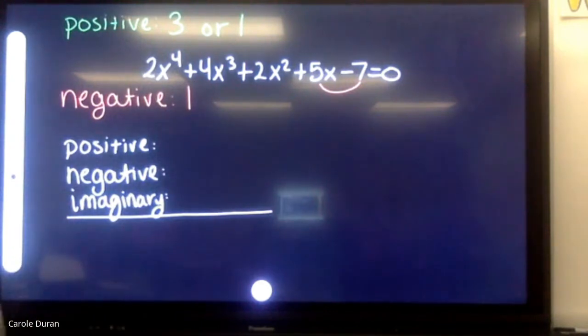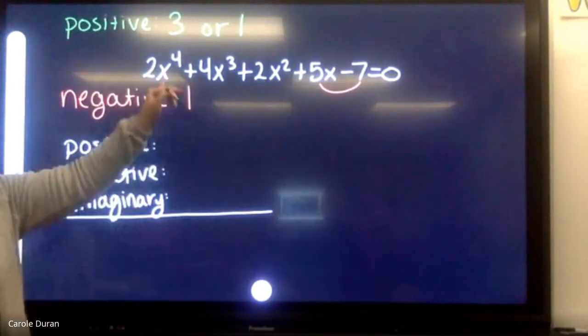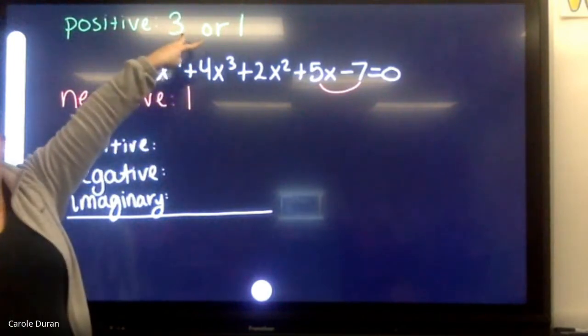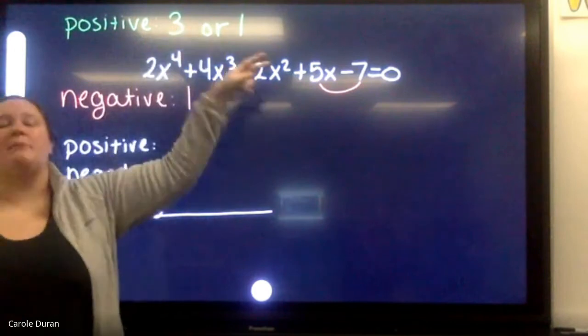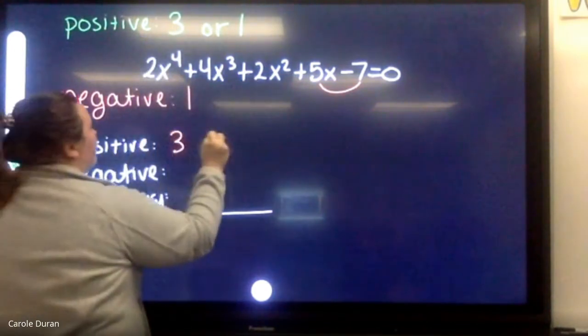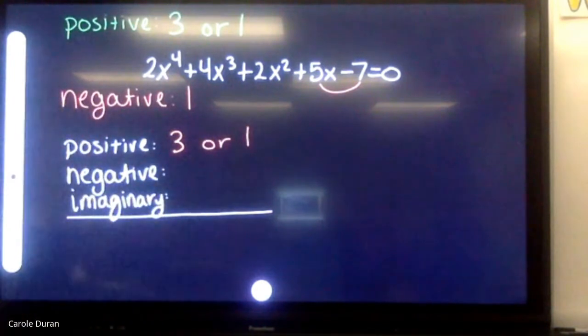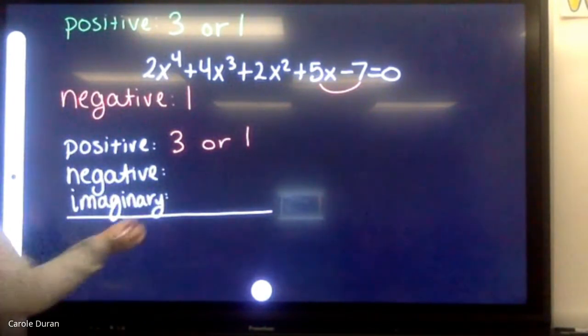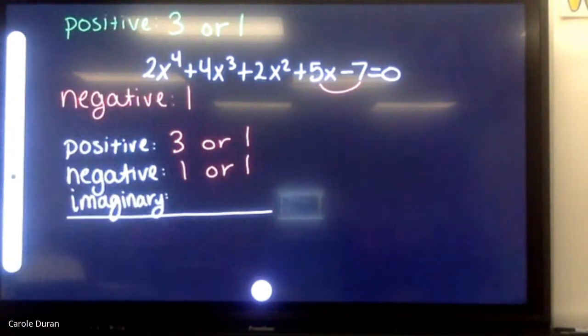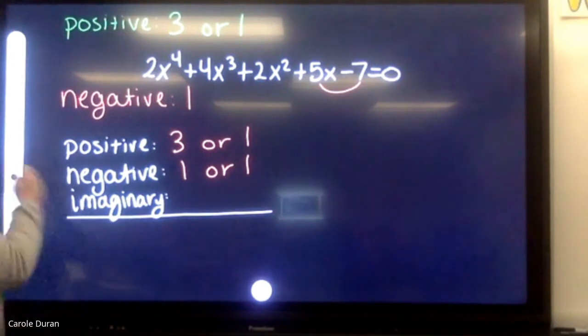I list my positive number of options, the number of times that I have negative options. Because I only have one negative option, I'm only listing these positive options once. Sometimes we have to repeat them a couple of times. This one I do not. So I have 3 or 1 possible positive real roots. Then I only had 1 negative, so I put it under both of those options. And then I fill in the necessary number to make my column add up to 4.